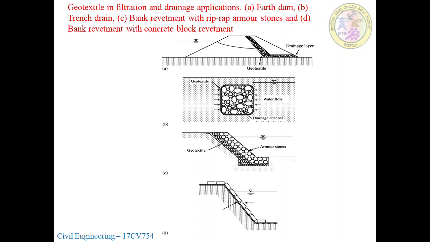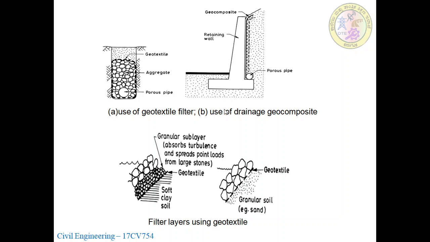This is done by stone pitching. In the villages, in many lakes we have seen stone pitching, and sometimes concrete block revetment is provided, and below that they provide geotextile for the separation and for the filtration. So these are the applications. Here we can see simply the drainage system: it is a porous pipe where the water enters from outside the structure.